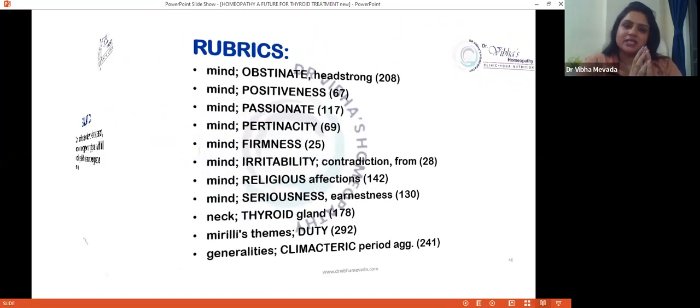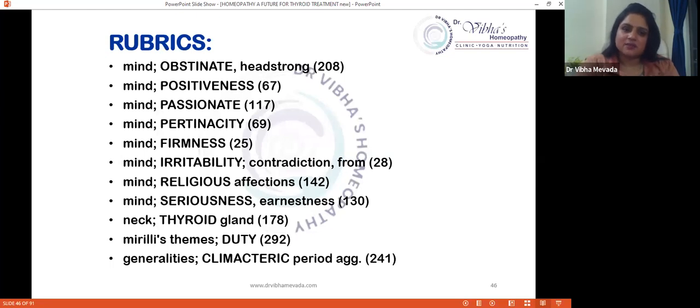Right? So, on the basis of this analysis, these are the rubrics I chose for this case. First is obstinate, headstrong. As she explained already, she is very obstinate, जिद्दी थी बहुत. The positiveness, the passionate, the pertinacity, firmness, irritability, contradiction from. If things are not going according to her, she gets irritable. Religious affection, seriousness, she's so serious about her work.